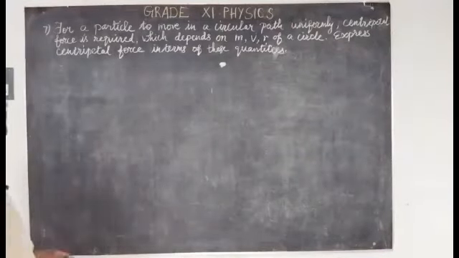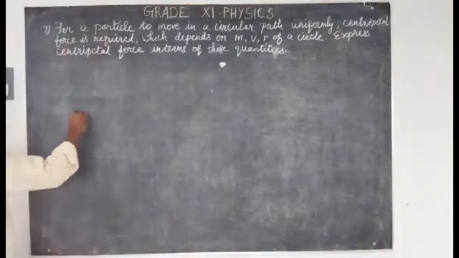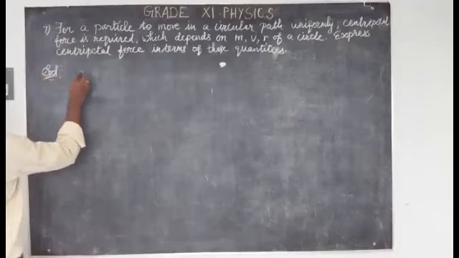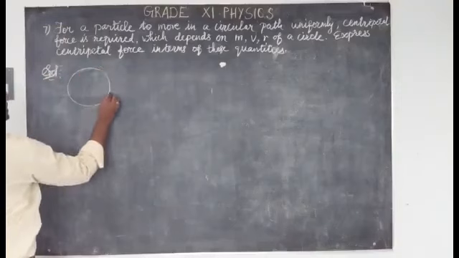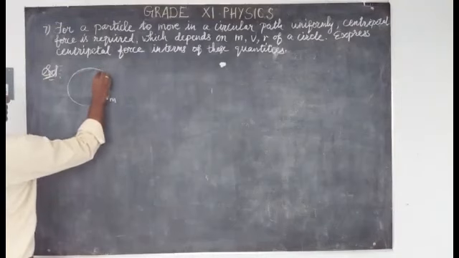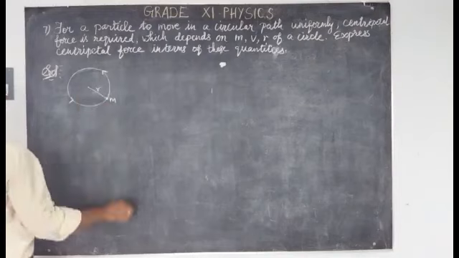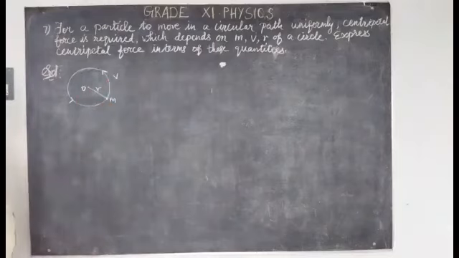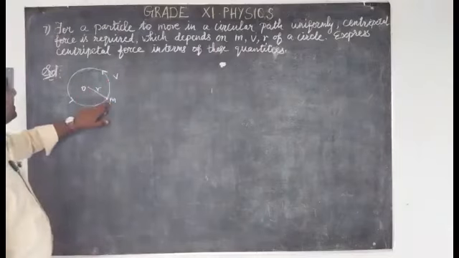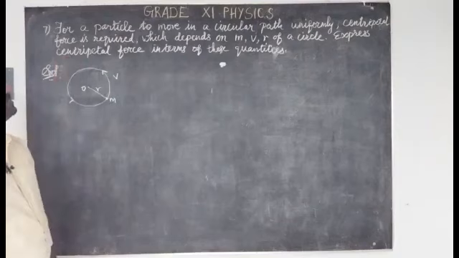Last question, question number 7. Look at the question. For a particle to move in a circular path, there is a particle which is moving in a circular path. Let the particle have the mass m, moving in a circular path of the radius r, and moves with a velocity v. So a particle of mass m moves in a circular path with the radius r having a velocity v, express the centripetal force in terms of these quantities.